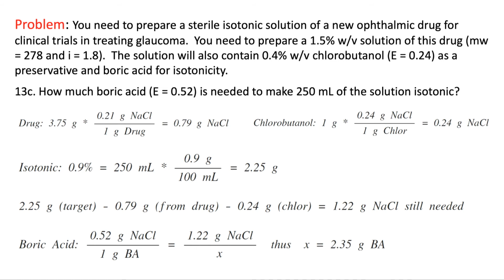So we were given the E value for boric acid at 0.52, which means 0.52 grams of sodium chloride per gram of boric acid. I can just set that equal to the amount of sodium chloride we need, which was 1.22 grams of sodium chloride over X. If I solve for X, I'll determine the grams of boric acid that is equivalent to, which if we do that math, equals 2.35 grams. Therefore, I need 2.35 grams of boric acid to provide the remaining amount of isotonicity to make my final 250 mils isotonic. And that essentially answers this question.